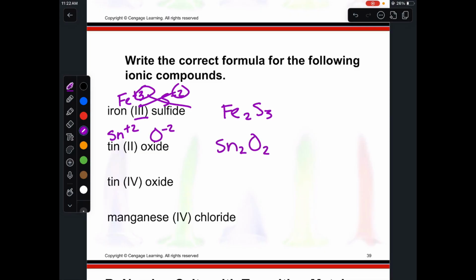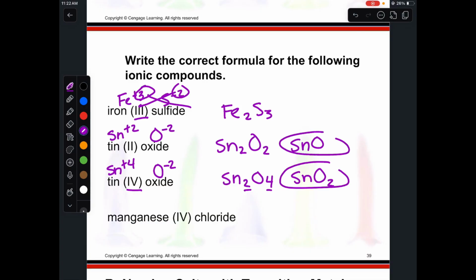And this is an example of one that when you crisscross them, they will cancel out. So you can write Sn2O2, but I'd prefer, and you will only see it as SnO, okay? Now, I showed you this here for this specific reason. Sn is a +4 in this case, and O is a -2. So when you crisscross, you'd get Sn2O4, and you can see these two could be smaller, okay? So therefore, you're going to more commonly see this as SnO2. You can divide each of those by 2. Okay, so this is what I prefer to see.